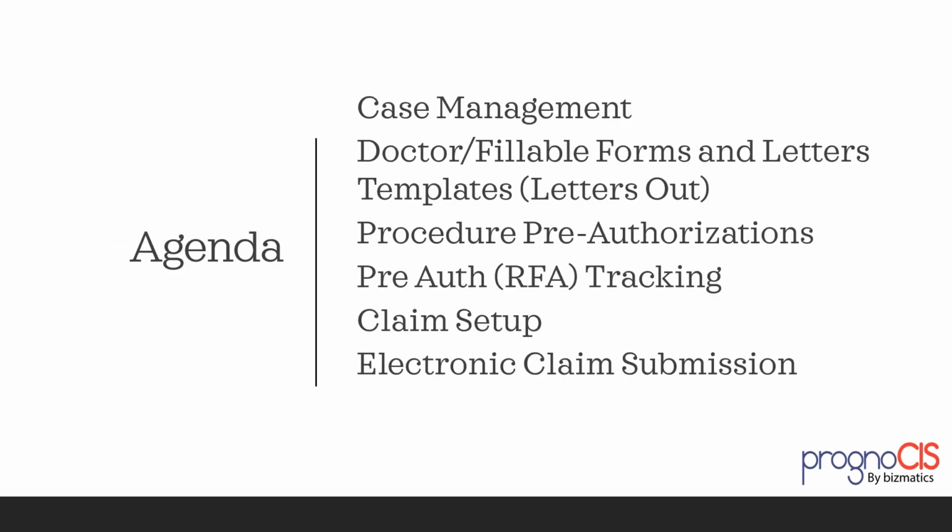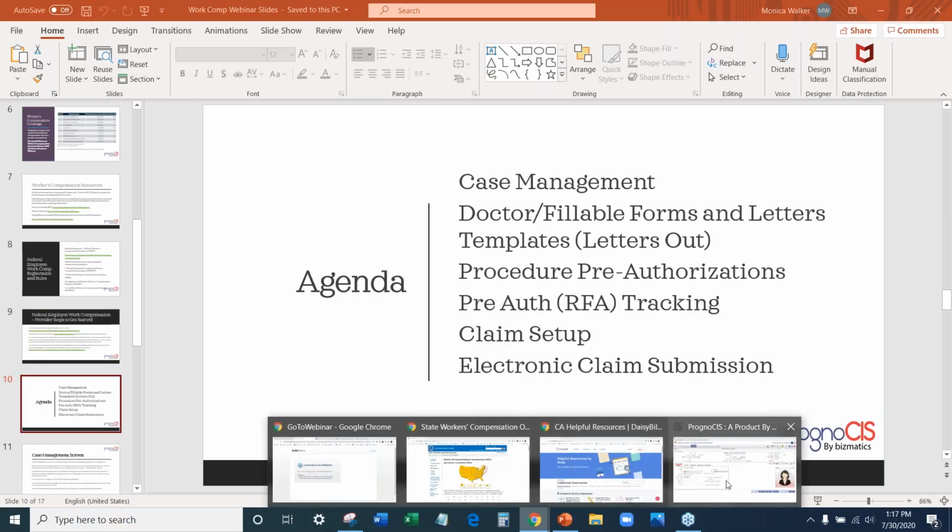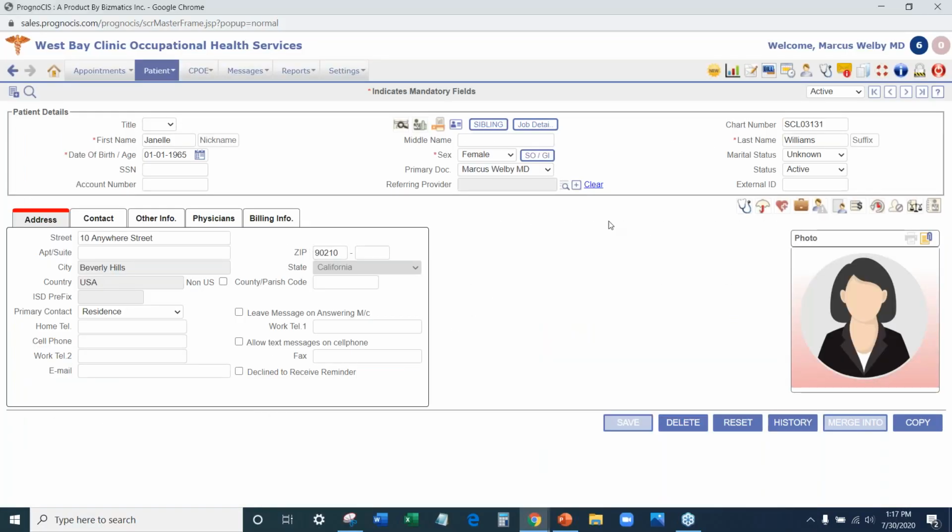So from here, we are going to now flip into PrognoCIS and look at some of the tools and resources that we have laid out for the staff and patients who are utilizing PrognoCIS. I'm going to go into my database here. So the first area that is commonly utilized for workers' compensation is the case management system.